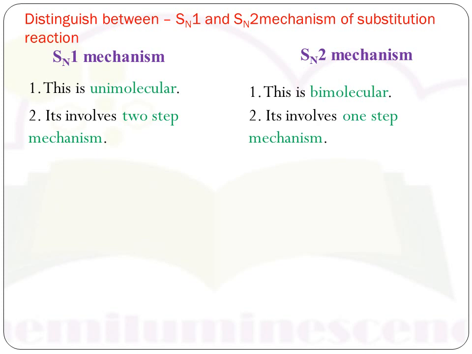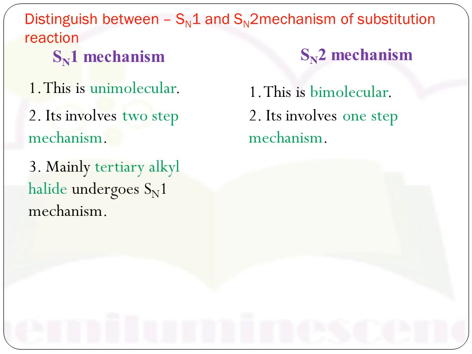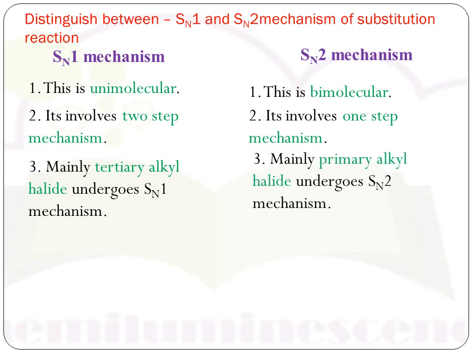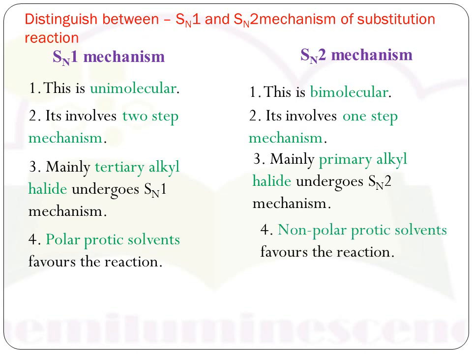We know that in the transition step of the SN1 mechanism, a carbocation is formed which has planar geometry. Hence, there is no crowding. That's why tertiary alkyl halides undergo the SN1 mechanism mainly. While in the SN2 mechanism, the intermediate or transition step involves a penta-coordinated carbon which is crowded enough. That's why primary alkyl halides undergo the SN2 mechanism. Thinking about the solvent, a polar solvent favors the SN1 mechanism and a non-polar or less polar solvent favors the SN2 mechanism.